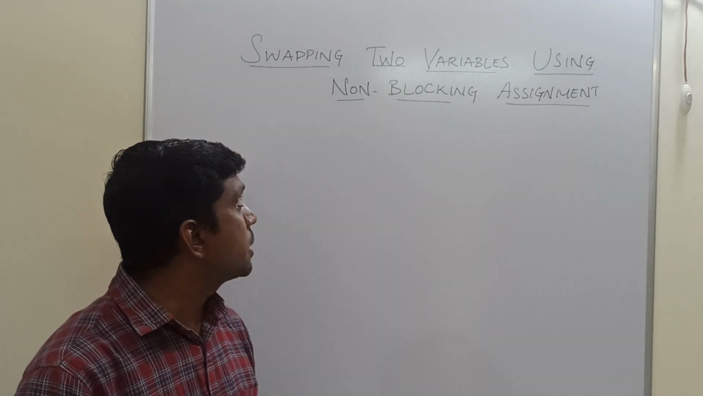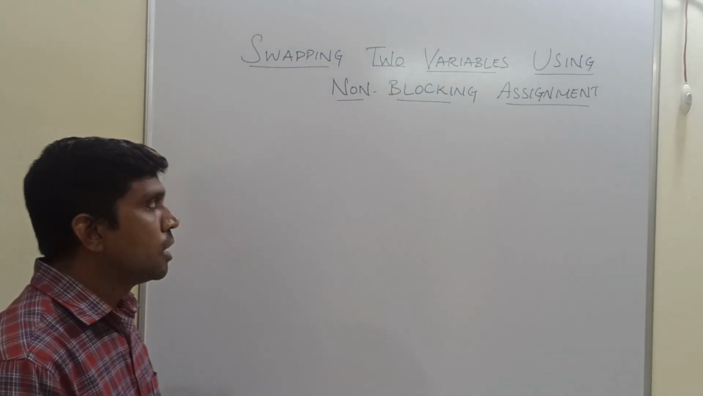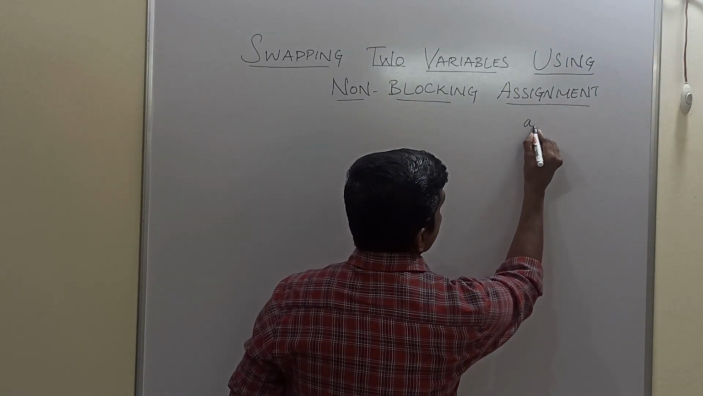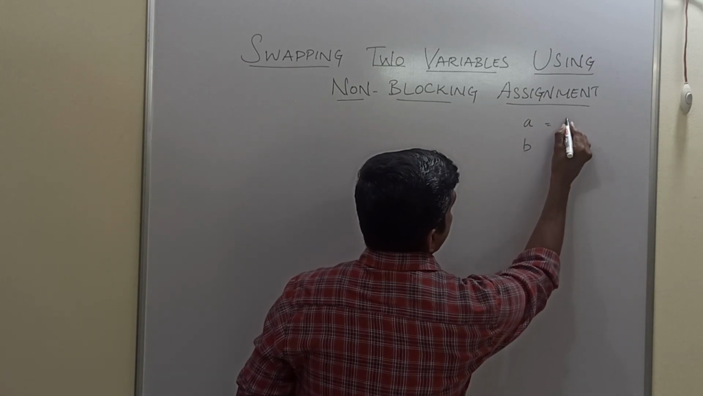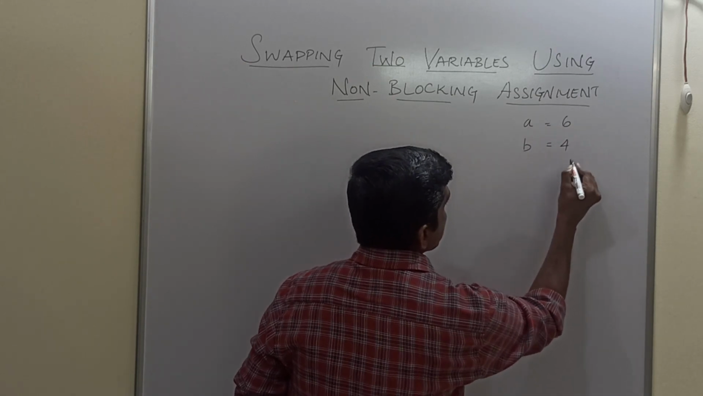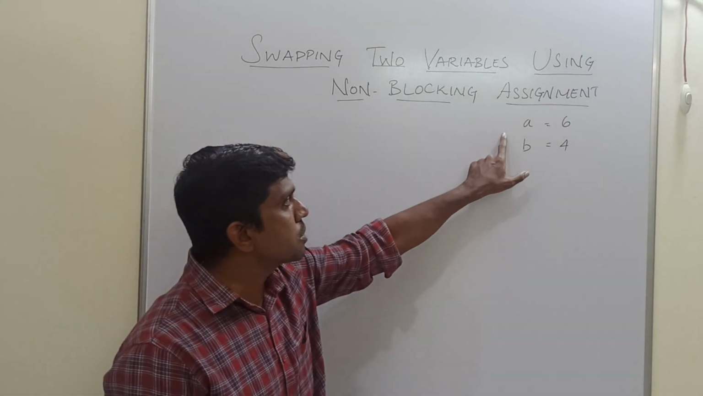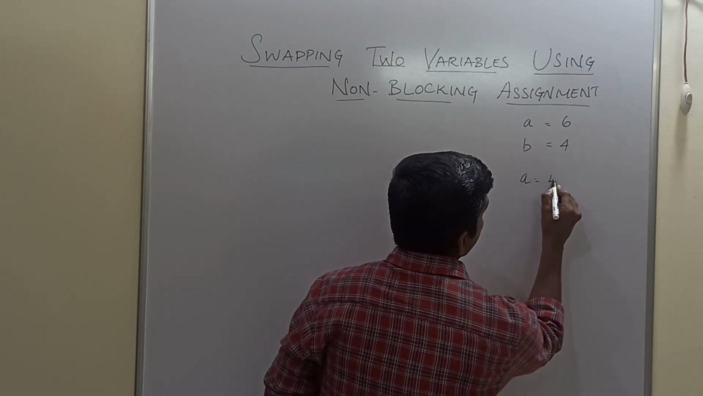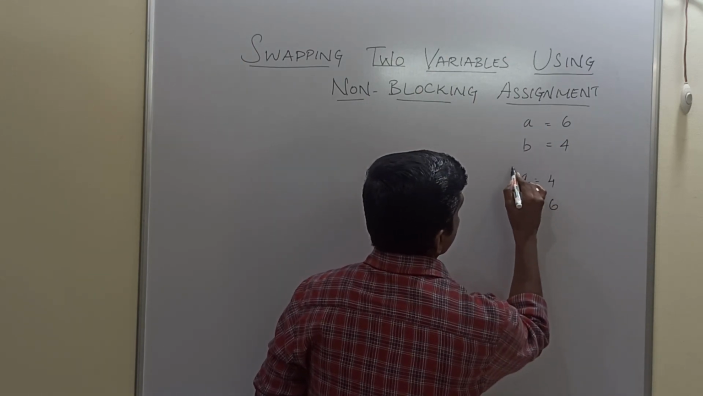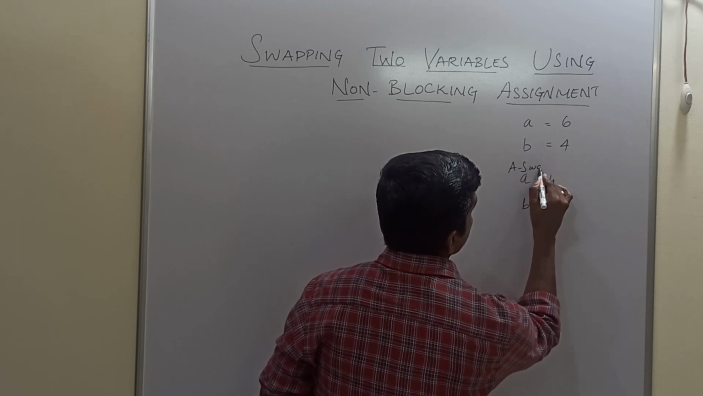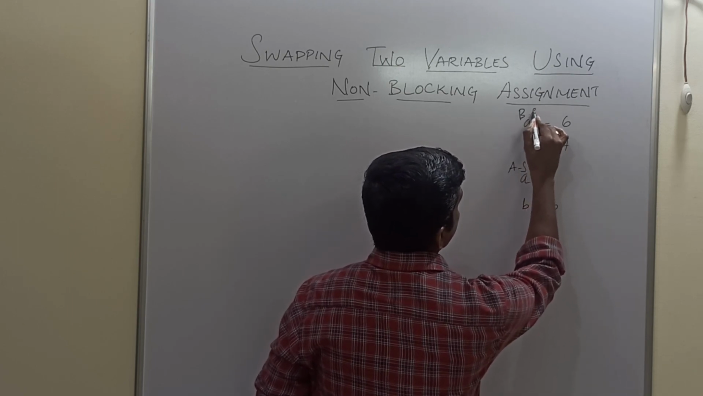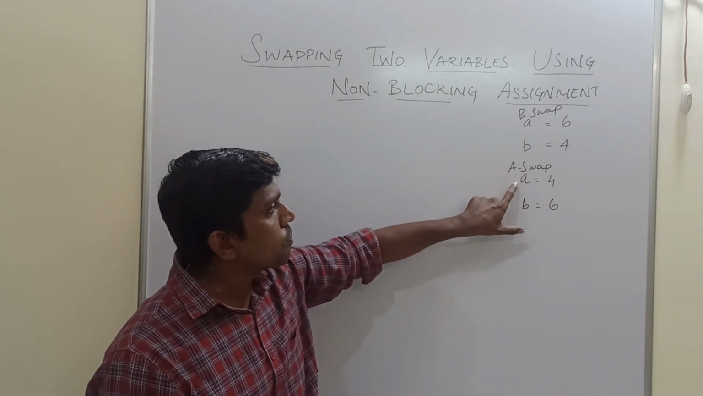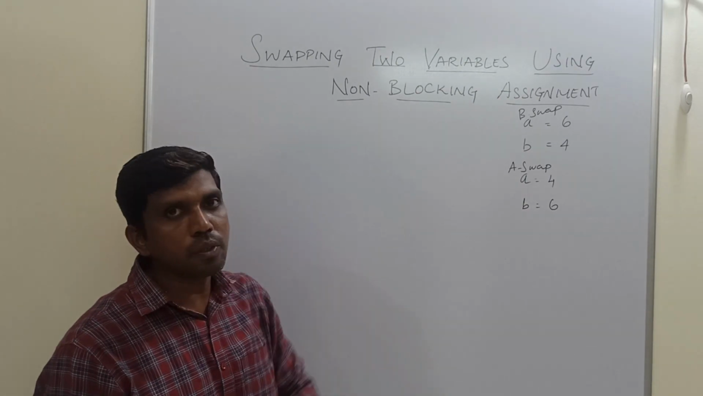So now I am going to write the program for swapping two variables using non-blocking assignment. Let me consider two variables A and B. A value is 6, B value is 4. So before swapping, A value is 6, B value is 4. After swapping, A value equals 4, B value equals 6.